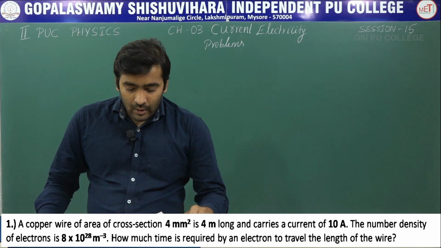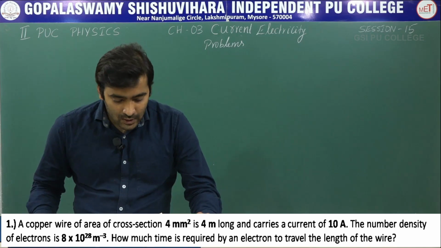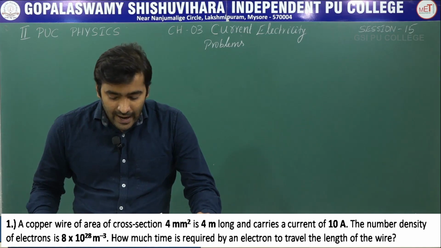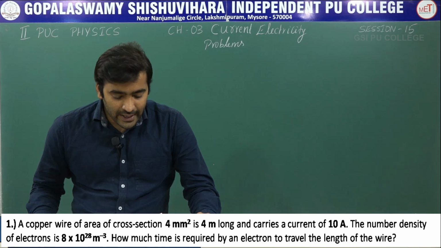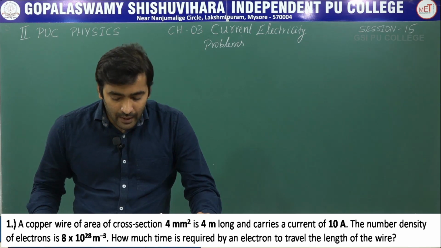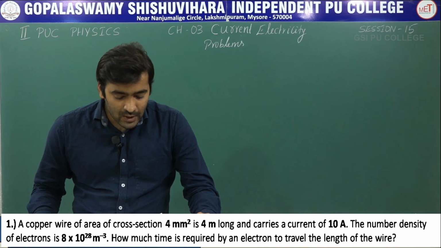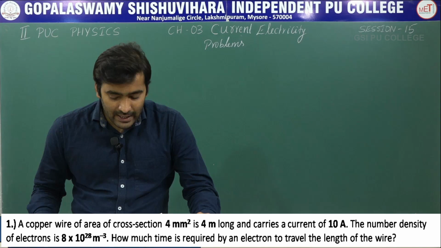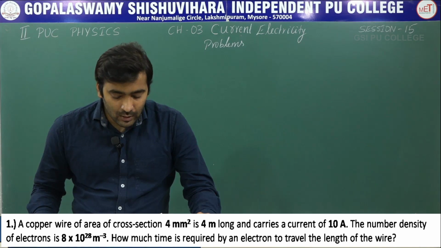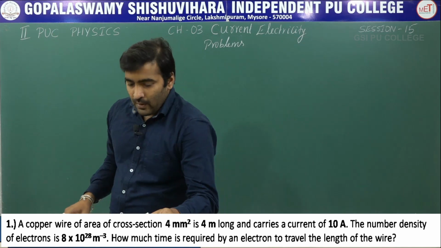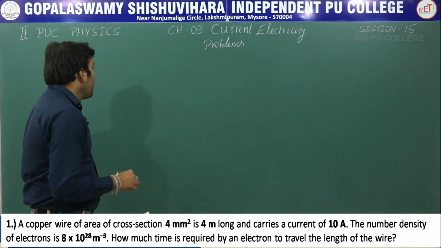A copper wire of area of cross section 4 millimeter square is 4 meter long and carries a current of 10 ampere. The number density of free electrons is 8 into 10 power 28 per meter cube. How much time is required by an electron to travel the length of the wire? So this is the problem asked. Now let me write the situation.